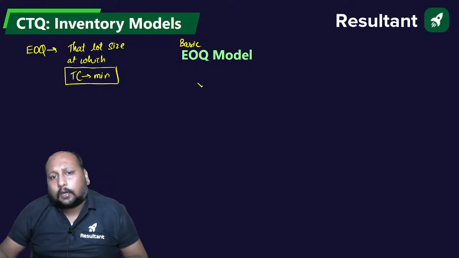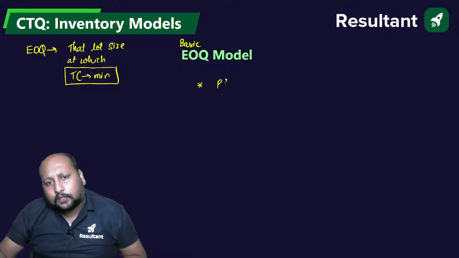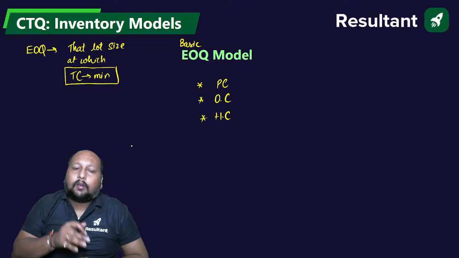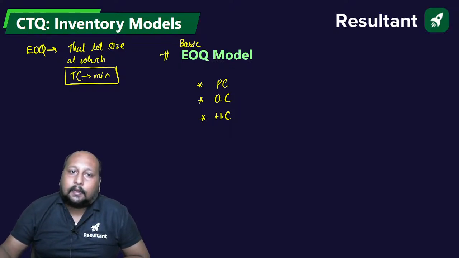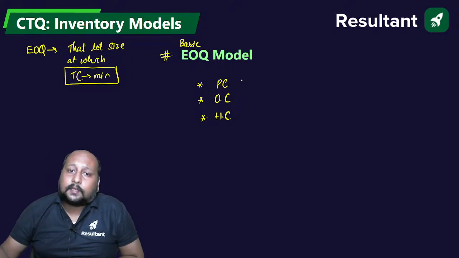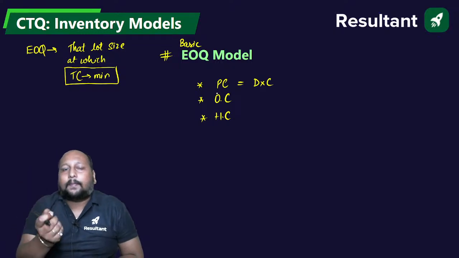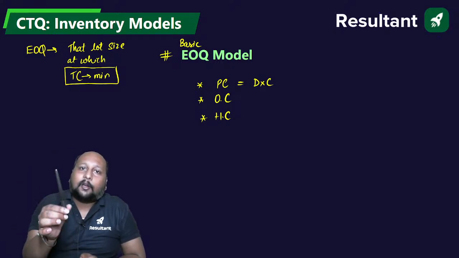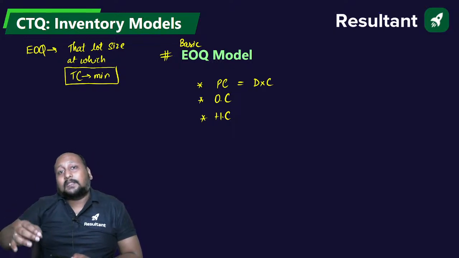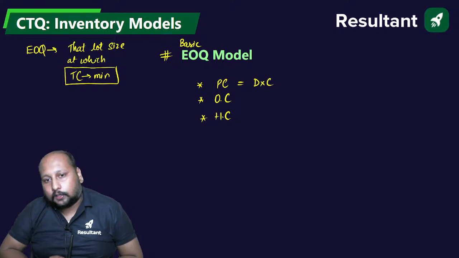In the basic EOQ model, no shortage is allowed, and you will have the purchase cost, the ordering cost, and the holding cost. What is purchase cost? It is equal to annual demand into unit price, where C is the unit price. Let's say this pen costs 100 rupees. If you want to purchase 5 pens, 5 into 100, 500 rupees will be the purchase cost.